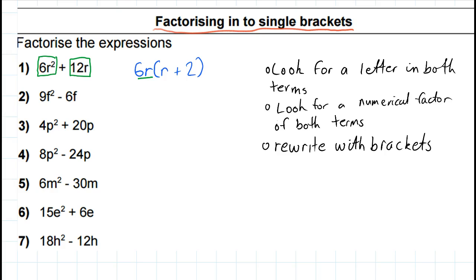Okay, if you want to be super thorough and really check your work, you can just quickly expand and go 6r times r, 6r squared, and 6r times 2, 12r. So that brings me back to the question. Okay, but your answer is 6r plus 2. That's that thing divided into brackets.